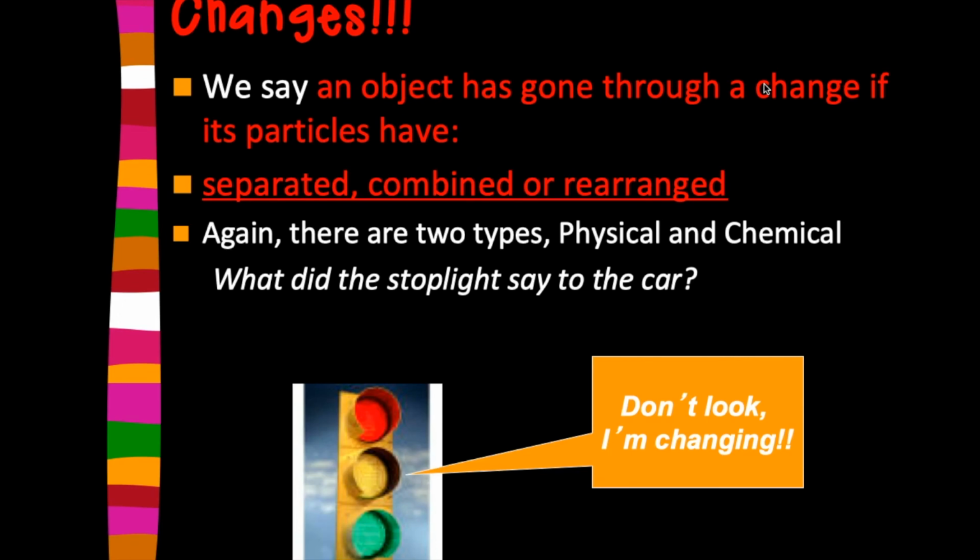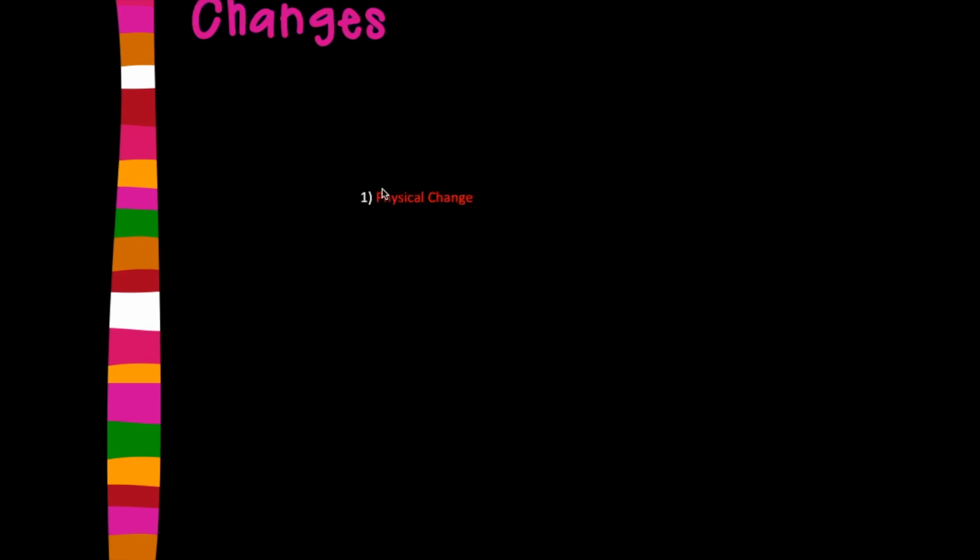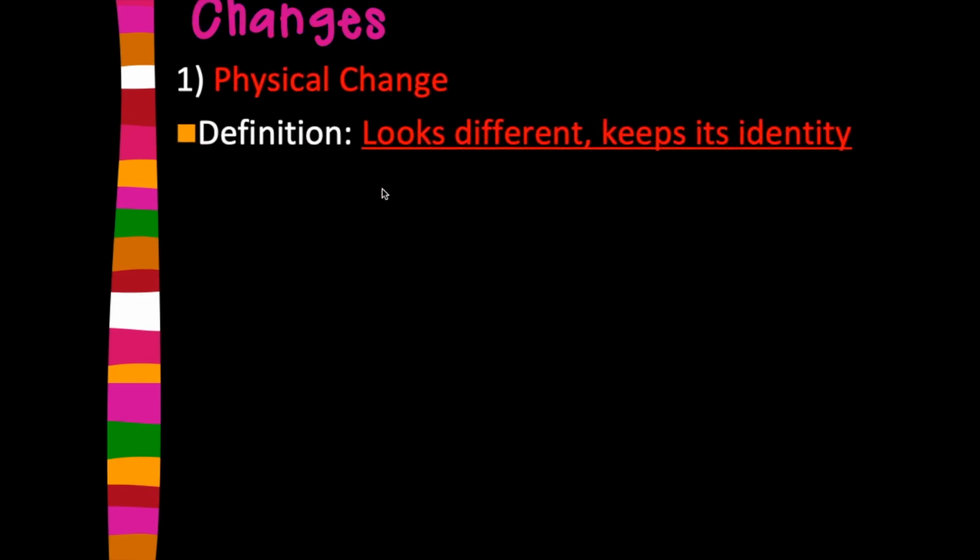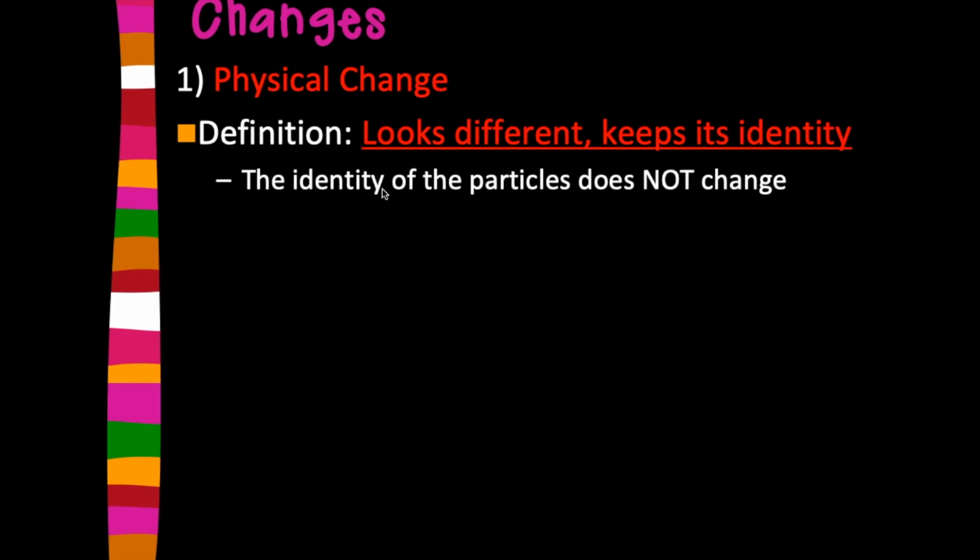Okay, so back to this idea. Any type of change means that something has happened to the particles. They've separated, combined, or rearranged in some way. Now, the difference between the chemical and physical change kind of depends on what's happening with those particles. So a physical change is when it looks different. The particles have maybe rearranged in some way, but it keeps its identity. The identity, or like the ingredients or the chemical makeup of those particles, does not change.